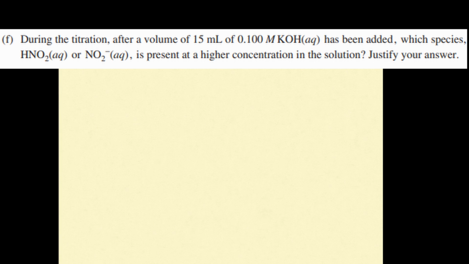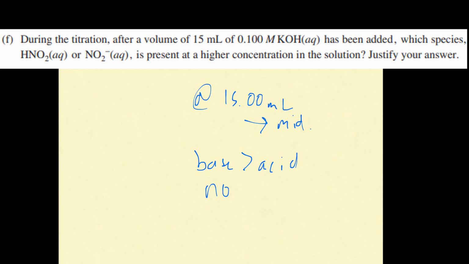Finally, we have to consider the species in this reaction. 15 milliliters of potassium hydroxide added is past the midpoint of the titration, so there is more conjugate base than there is acid. Therefore, there is more NO2-, and that's all you need to say, with that justification, of course.